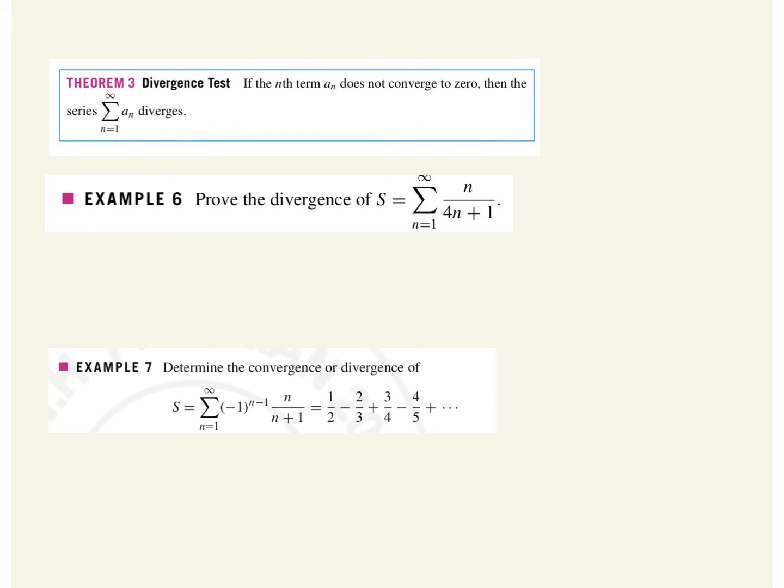So I'm going to write that. If a sub n goes to 0, this does not guarantee convergence. I always spell guarantee wrong. G-U-A, R-A-N-T-E-E. Guarantee convergence.